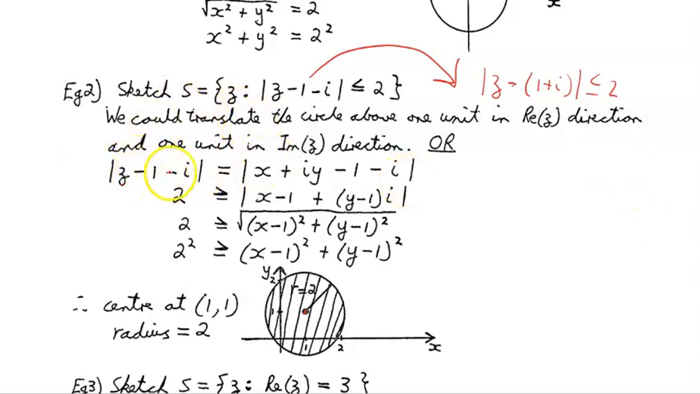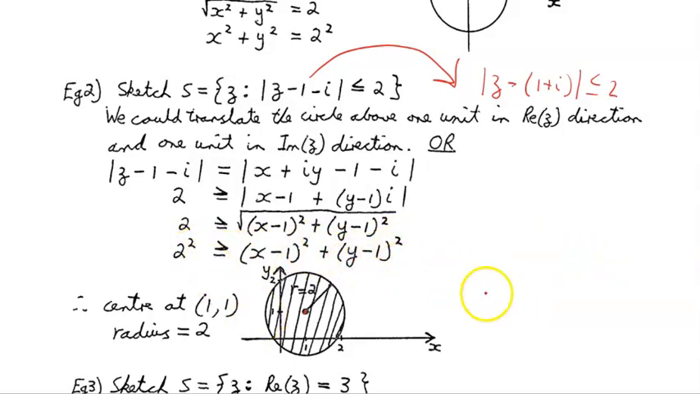We have mod z minus 1 minus i, which is mod x plus iy for the z part, minus 1 minus i. Tidying all that up, remember this has to be equal to or less than 2, so the absolute value of x minus 1 plus y minus 1 i is equal to or less than 2. Remember, taking the absolute value of a complex number, that's the square root of x minus 1 all squared plus y minus 1 all squared, equal to or less than 2. Square both sides, my apologies, and x minus 1 squared plus y minus 1 squared is equal to or less than 2 squared.